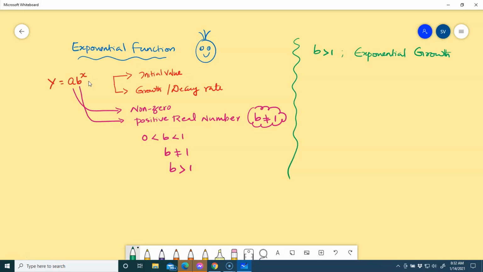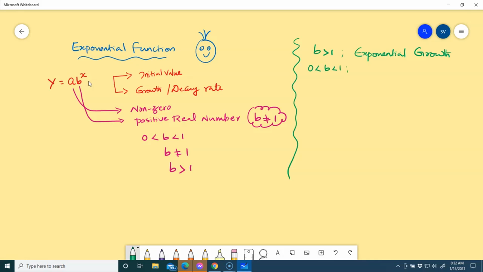Then what will happen if b is less than 1? b cannot be 1, so b is less than 1. That means we can choose the value 0 less than b less than 1. So b is less than 1 but not 0, that means some kind of a fraction.